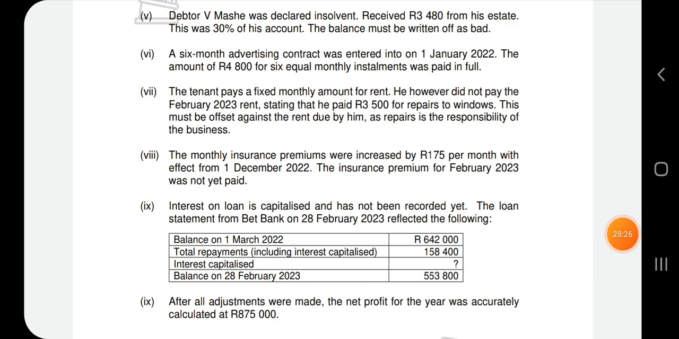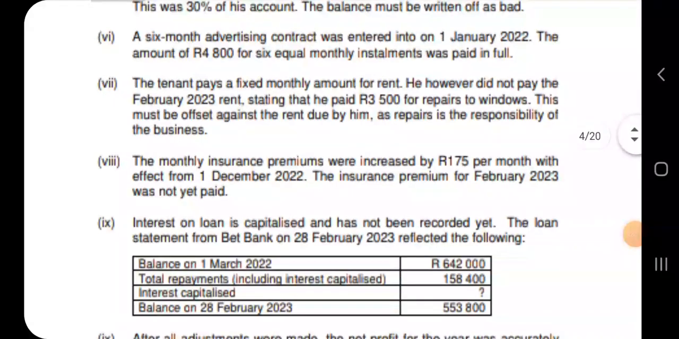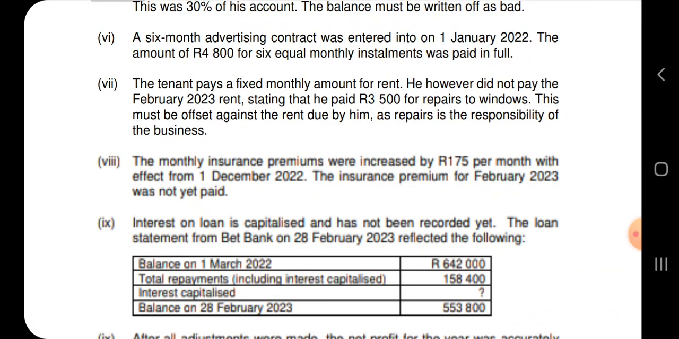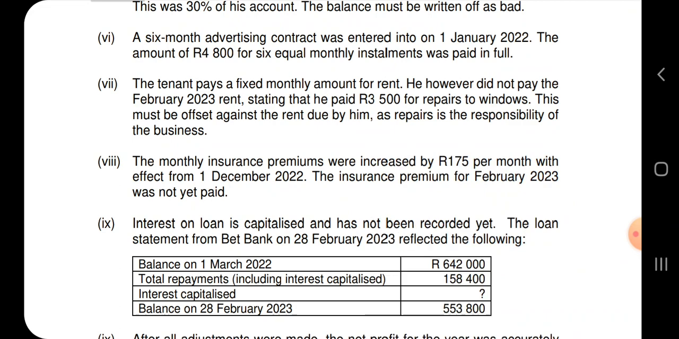For rent, let's say the tenant pays a fixed monthly amount for rent. He, however, did not pay the February 2023 rent, stating that he paid 3,500 for repairs to windows. This must be offset against the rent due to him, as repairs are the responsibility of the landlord. So when someone has rented your place and you are not repairing, and they repair what you should have repaired, they do not owe you rent.